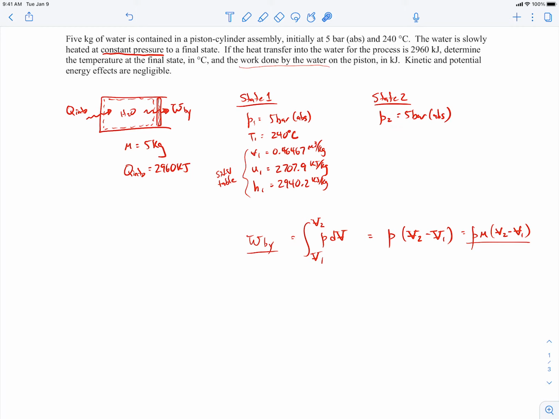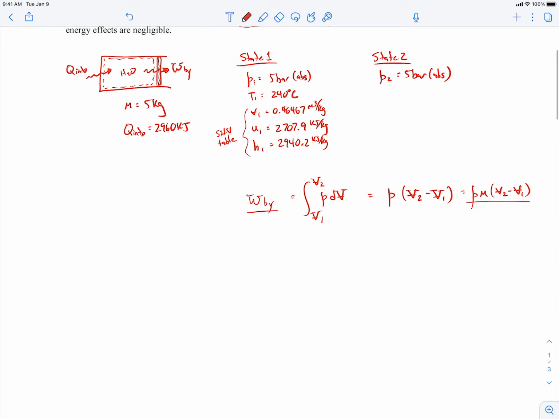I need some other information at state 2 to figure out what all my properties are. The connection I have between state 1 and state 2 is that we have some heat transfer occurring in this process. So it makes me think that we're going to need to do a first law analysis, right? Because in going from state 1 to state 2, we have this expansion going on, there's some heat transfer going on, some work happening. So there's probably going to be a first law component to this.